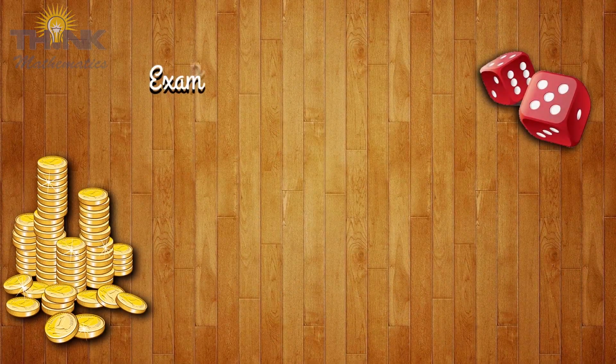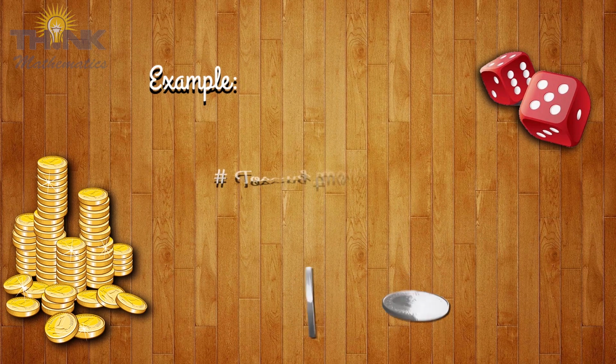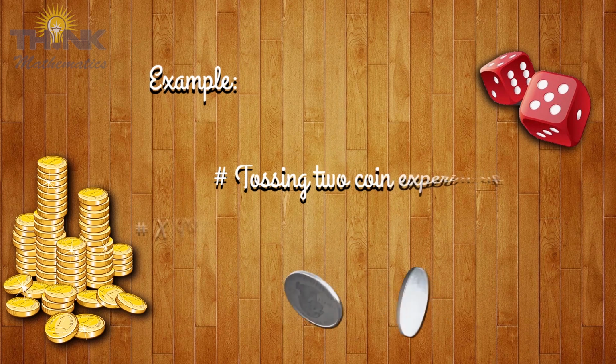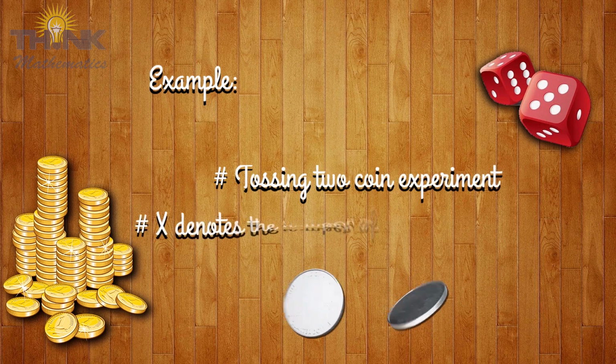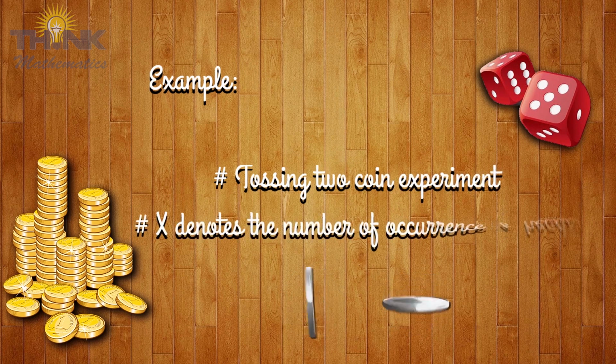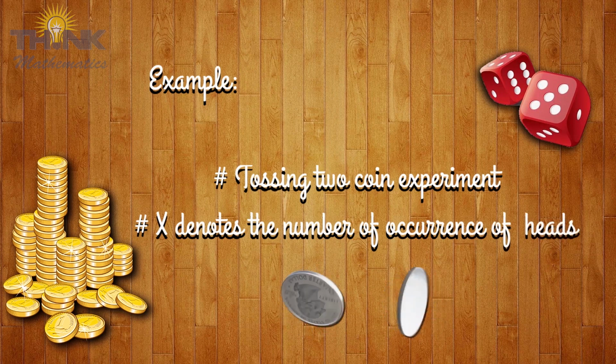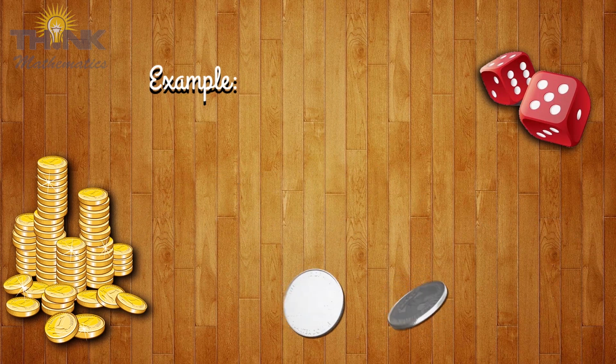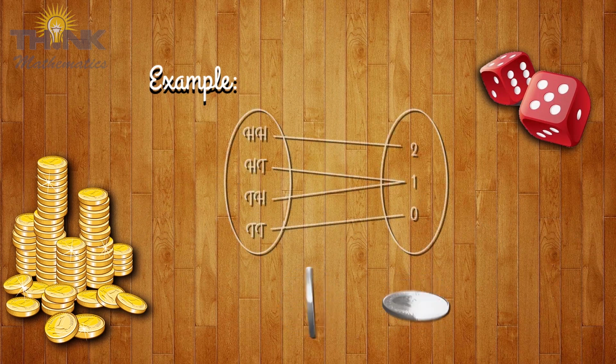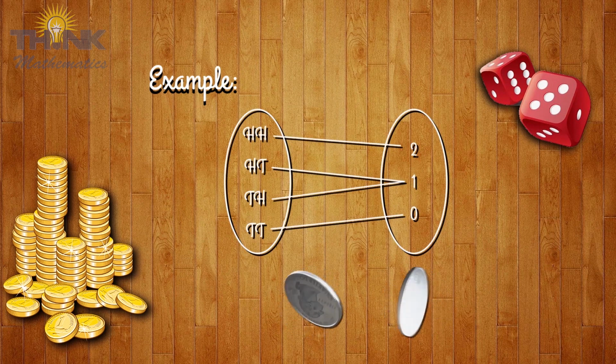For better understanding, I'll give an example. Consider an experiment of tossing two coins together and let X be the variable which denotes the number of occurrences of head. It is a well-known experiment. The outcomes of tossing two coins together are head head, head tail, tail head, tail tail.